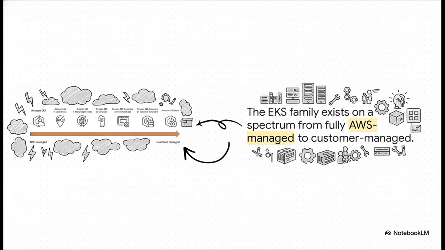Way over on the left, you've got Amazon EKS in the cloud, where AWS handles pretty much everything. But as you move to the right, you go through options like Outposts and all the way over to EKS Anywhere, and more of the responsibility for the hardware and the management shifts over to you, the customer.